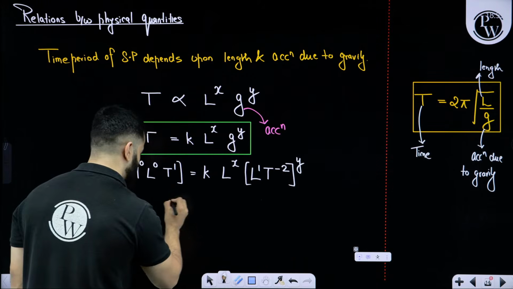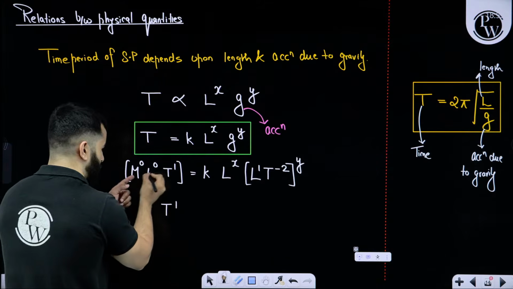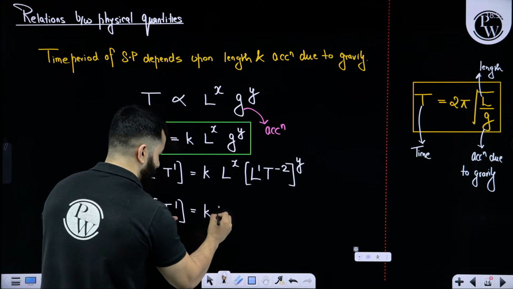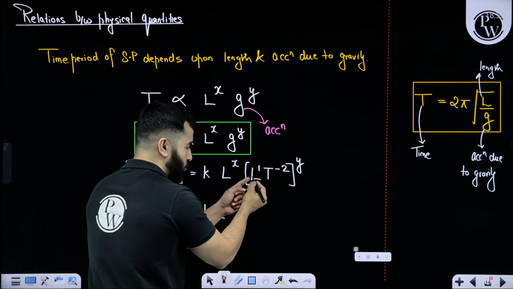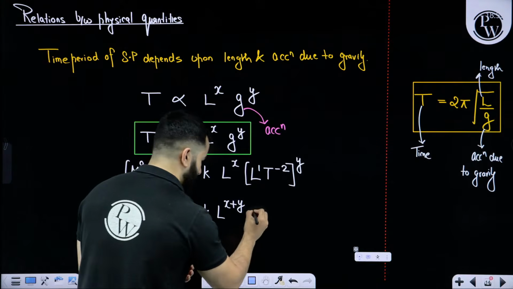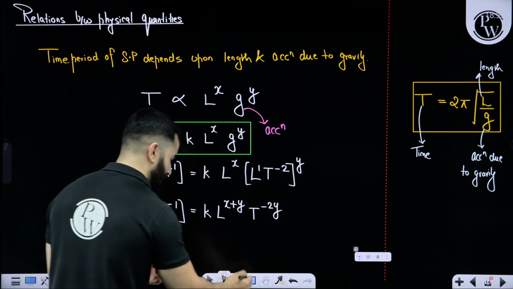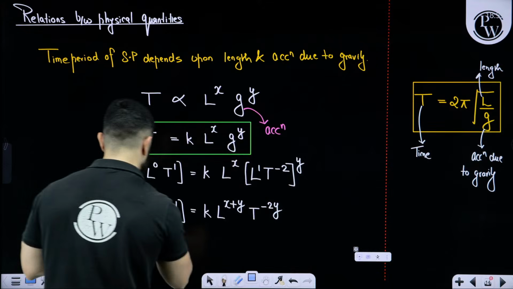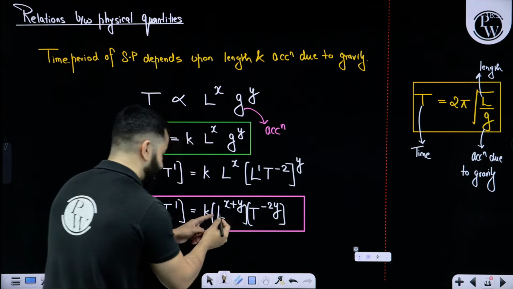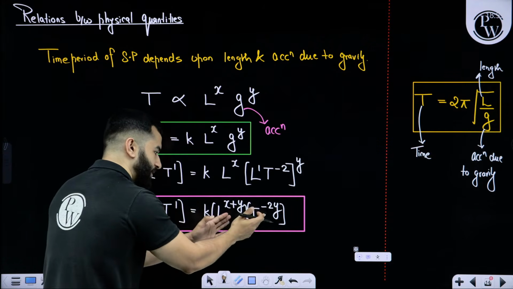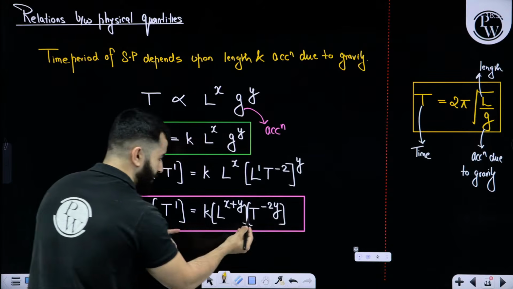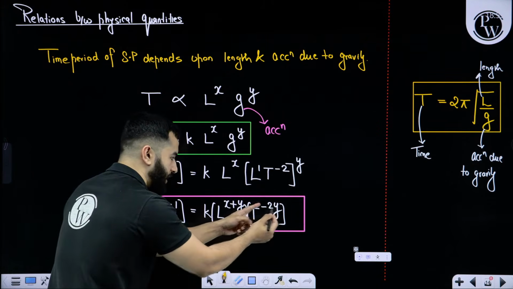Got it? So in the next step, we'll get something like this. T raised to the power 1. I'm not rewriting M0, L0. This is K. This is L raised to the power x, and I also have L raised to the power 1 times y, so I'll write plus y. And then T raised to the power minus 2y. This is your final step. After this, you can compare. Compare what? You can compare length with length, time with time, and any physical quantity with the same physical quantity on the other side. We can easily see that here you have T raised to the power 1, here you have T raised to the power minus 2y.